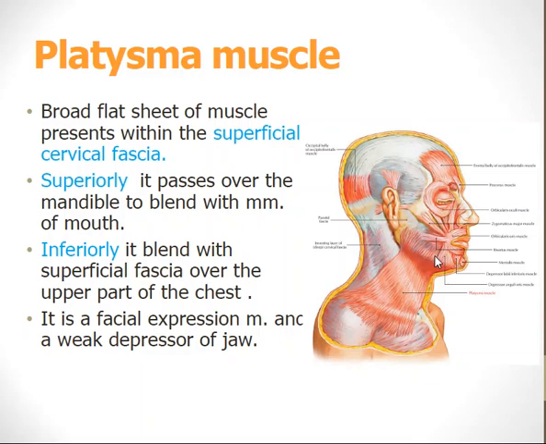We can elicit the main role of the platysma muscle when a man is trying to shave his beard. This muscle contracts to stretch the skin of the lower part of the chin and even the neck.